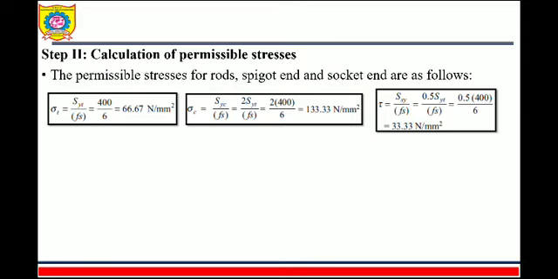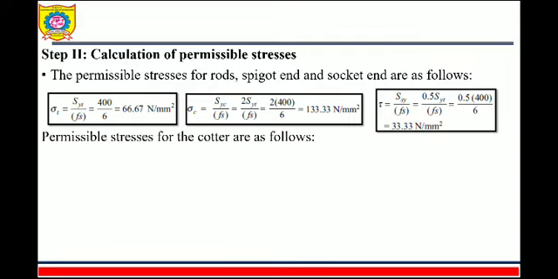Next, shear stress. So shear stress is equal to yield strength in shear upon factor of safety, but we don't know the value of yield strength in shear, which is equal to 0.5 times SYT. So yield shear strength is equal to half of the yield tensile strength, which is equal to 0.5 into 400 by 6, which is 33 Newton per mm square. So these are the permissible stresses for rods, spigot end and socket end.